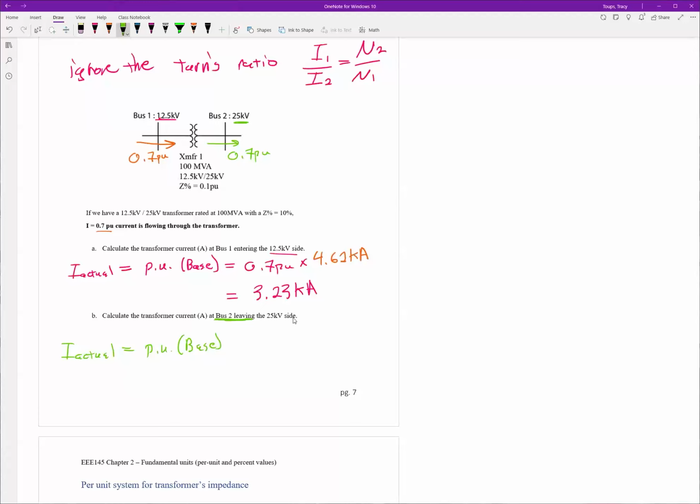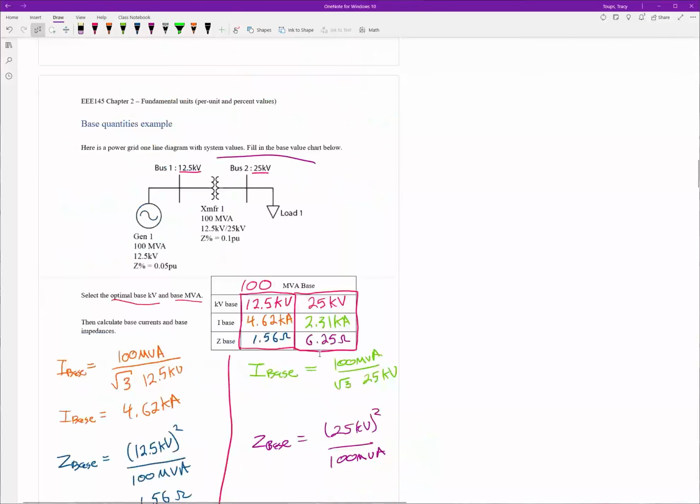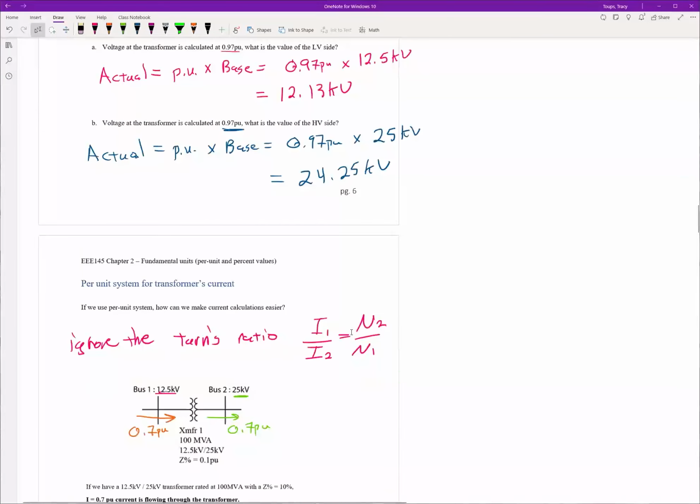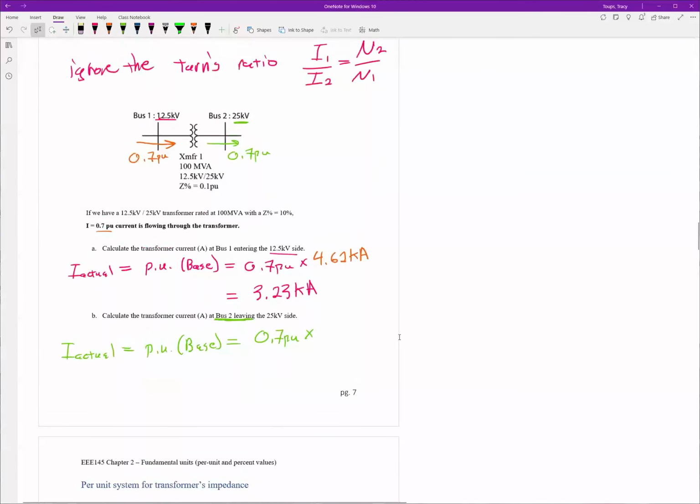So 0.7 per unit current going in is equal to 0.7 per unit going out. Now, if we want to calculate our actual amperage, it's again 0.7 per unit multiplied by the base value. What's our base value? We're on the 25 kV side. We're going to have to go up to the Rosetta Stone and look at it again. All right, so 25 kV side, we're looking at our I base. We're looking at 2.31 kiloamps in green. So let's bring it back down over here. 2.31. I wrote that kind of funky.